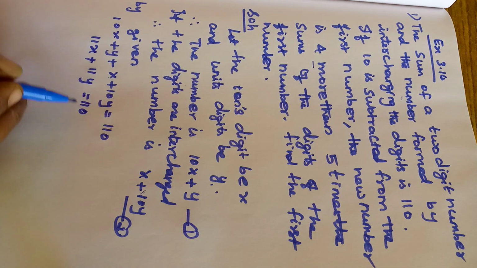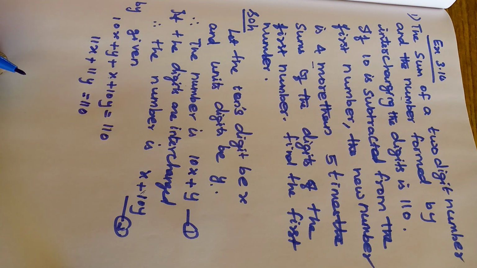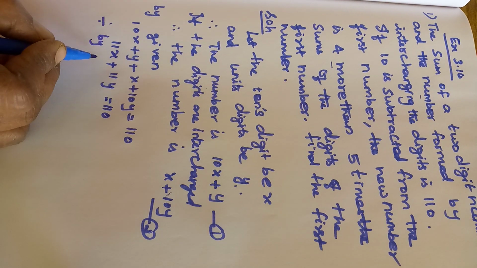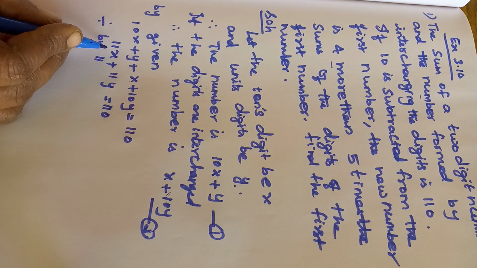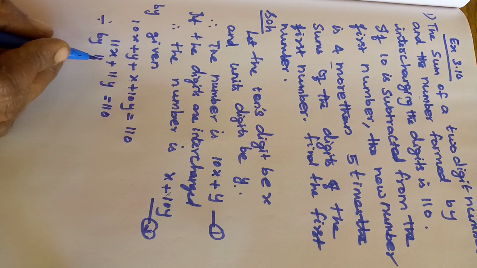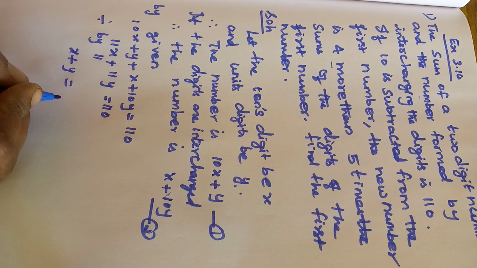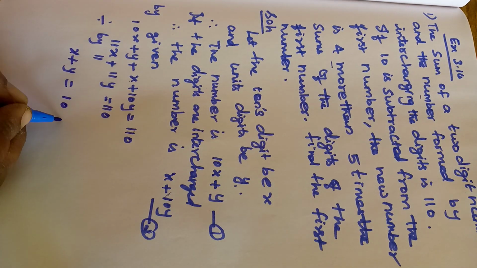So, 11 is common throughout. Let us divide by 11. Dividing by 11 all through, we get x plus y is equal to, here 110 by 11 is 10. Equation number 3.